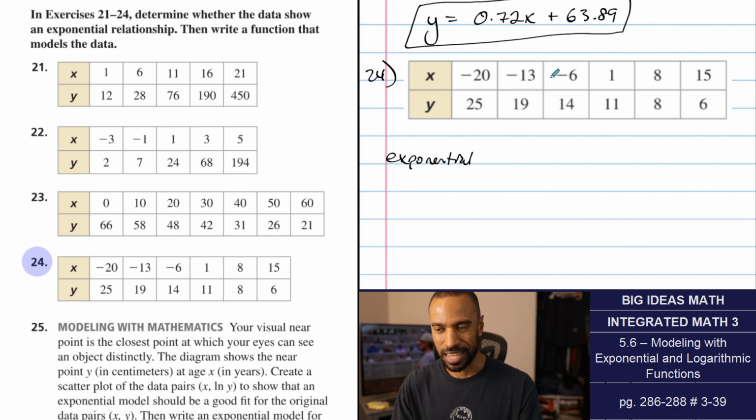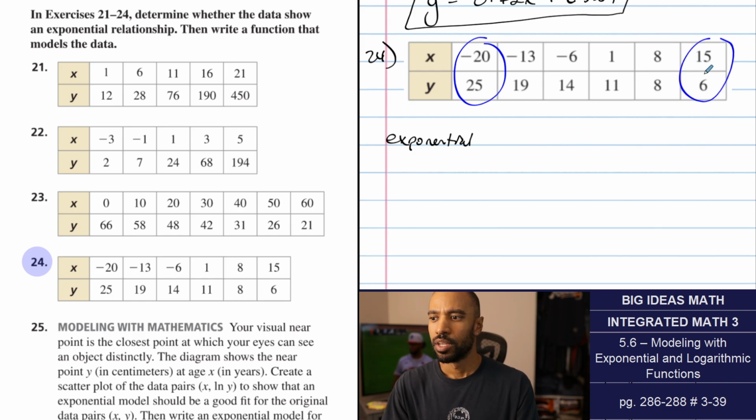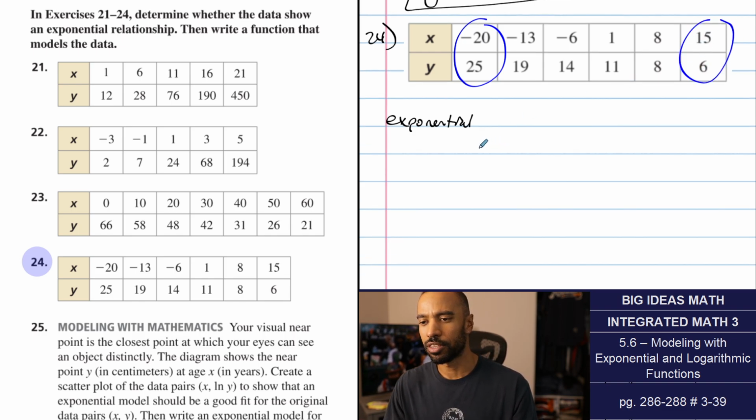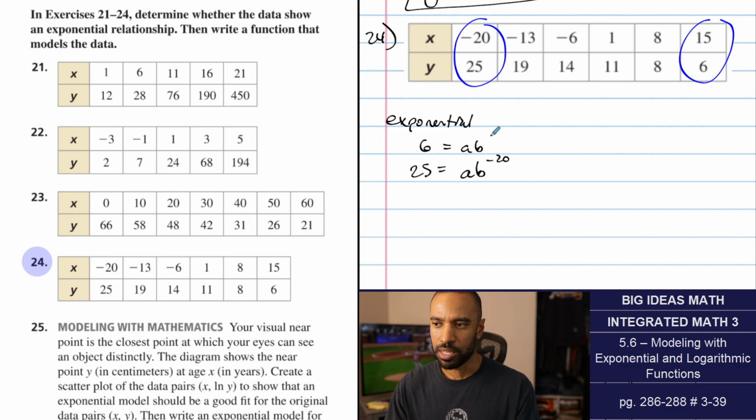I'm seeing it. Let's do numbers that'll work well through division or something. Of course, none of these will. Let's just do the far ends. Why not? I feel like the far ends are the ones that make the most out of what you have. So y equals ab to the x and y equals ab to the x.